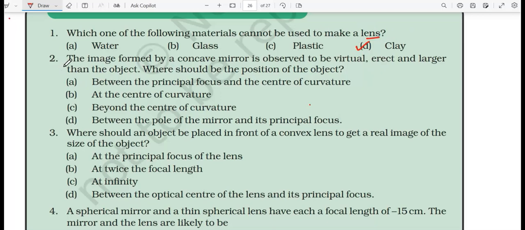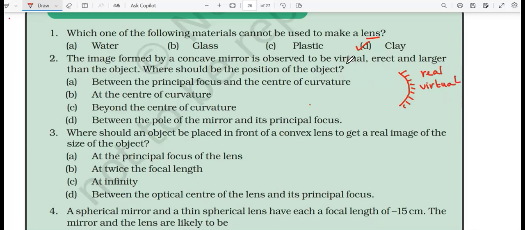Now going to question number 2. The image formed by a concave mirror is observed to be virtual. Now, when we talk about a concave mirror, how does it look? This is the concave mirror, right? Polished outside, and reflection takes place from the inner surface. Now I'm sure you have completed your syllabus by now, so in a concave mirror we know that we can get both real and virtual images.